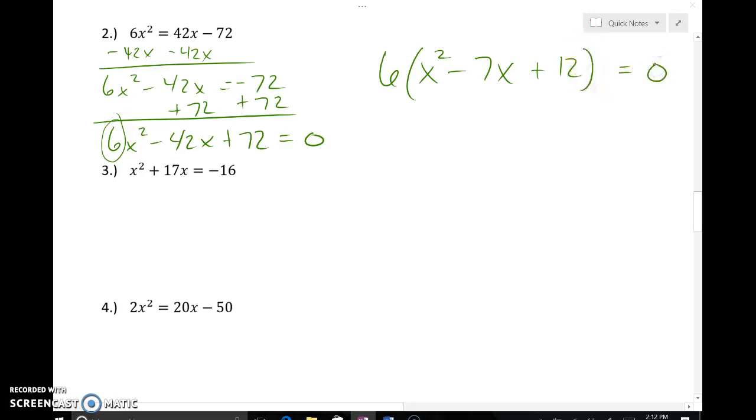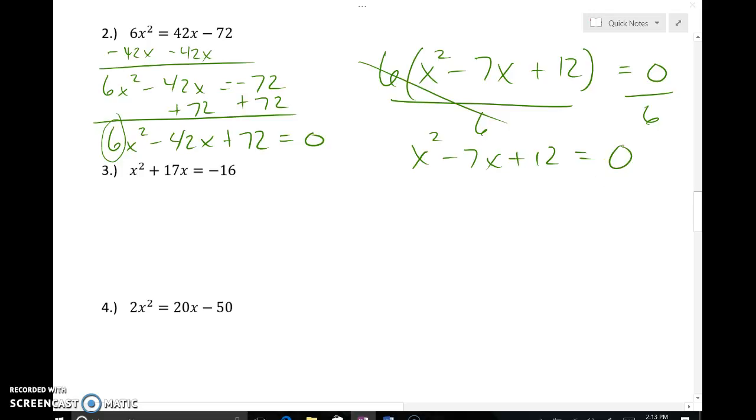So now I've factored out the 6, and again, I'm trying to solve. So I want to get all these terms separated from everything else. In order to get this equal to 0, I'm just going to divide both sides by 6 to get rid of that 6 out front, and I'm left with x squared minus 7x plus 12, and 0 divided by 6 is just 0.